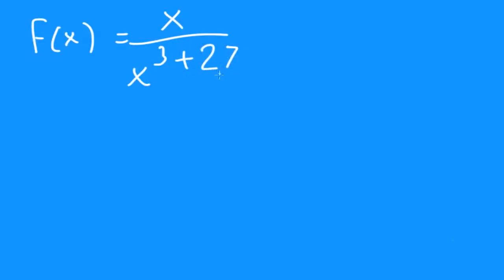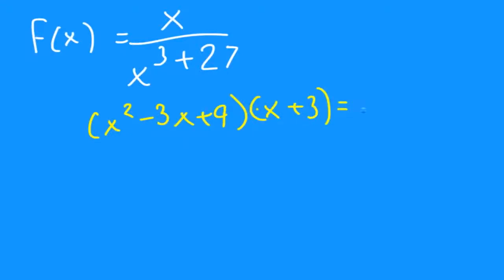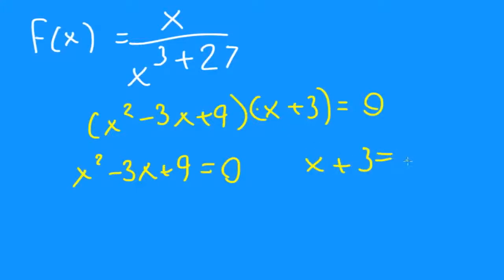So f of x equals x over x cubed plus 27. Well, let's work it. We have to factor: x squared minus 3x plus 9 times x plus 3 equals 0. Yeah, this is a 9, okay? I told you my writing sucks. So x plus 3 equals 0, so x equals negative 3.